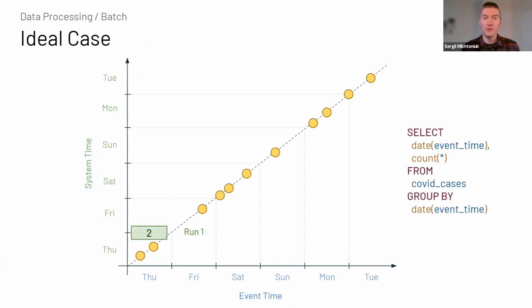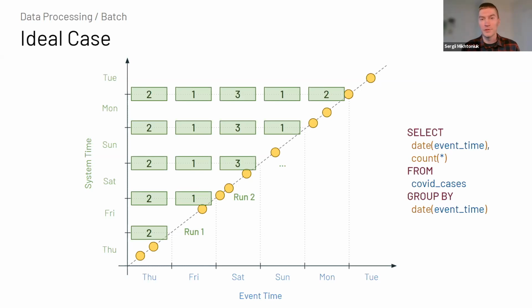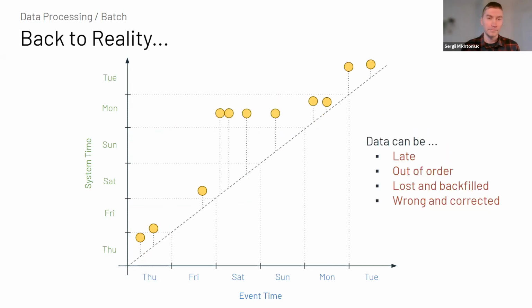So on Thursday, we run it and it gives us 2. On Friday, we run it, it gives us 1, but also 2 because we just rerun the entire batch query on the entire data set, right? And so on. So this is looking pretty well. There's some redundancy going on here, of course, but it's not a big deal, right?